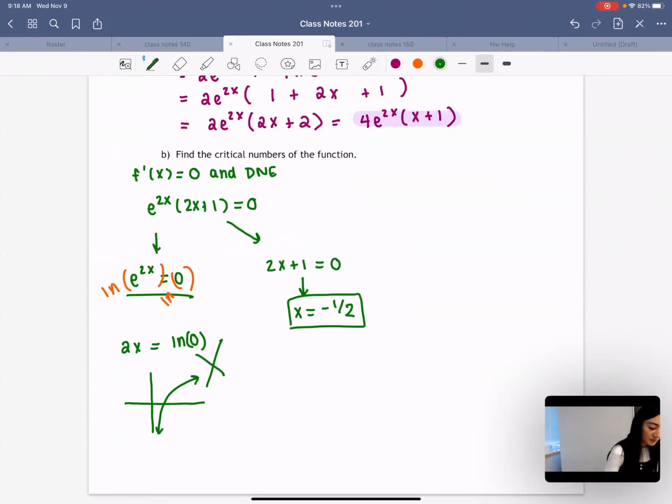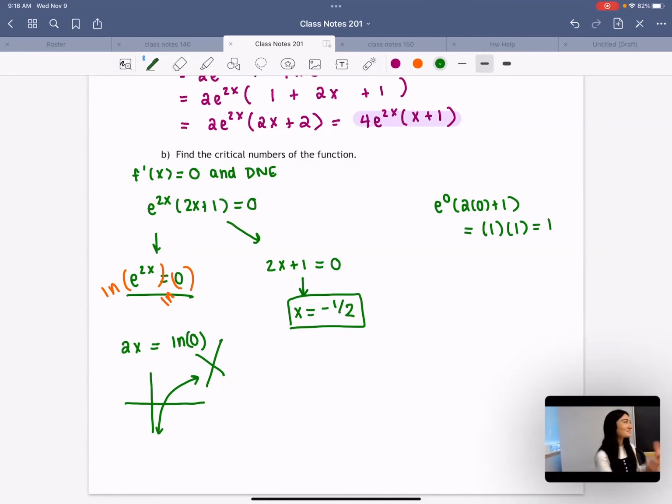All right, is there any place where the first derivative doesn't exist? At 0, I can try plugging in 0: e to the 2 times 0 times 2 times 0 plus 1. That gives me e to the 0th power, which is 1, times 1, which is 1. Yeah, so that does exist. Are there any places where the derivative doesn't exist?